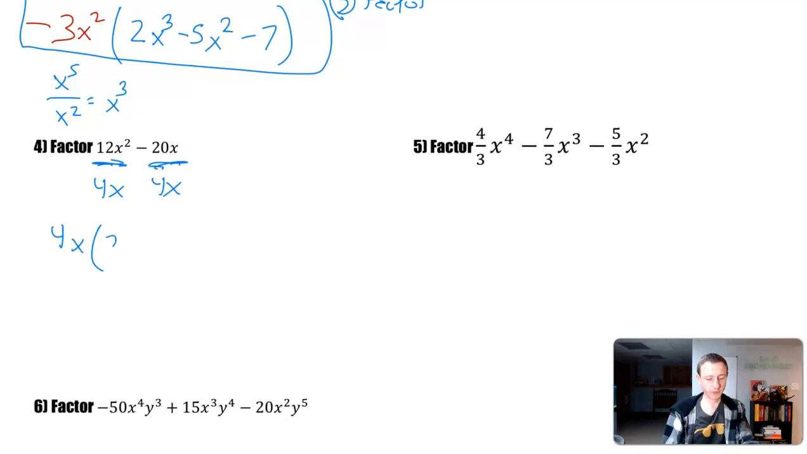12 divided by 4 is 3. X to the second divided by x to the first is x. Minus 20 divided by 4 is 5. And then x over x is just 1. So 3x minus 5.